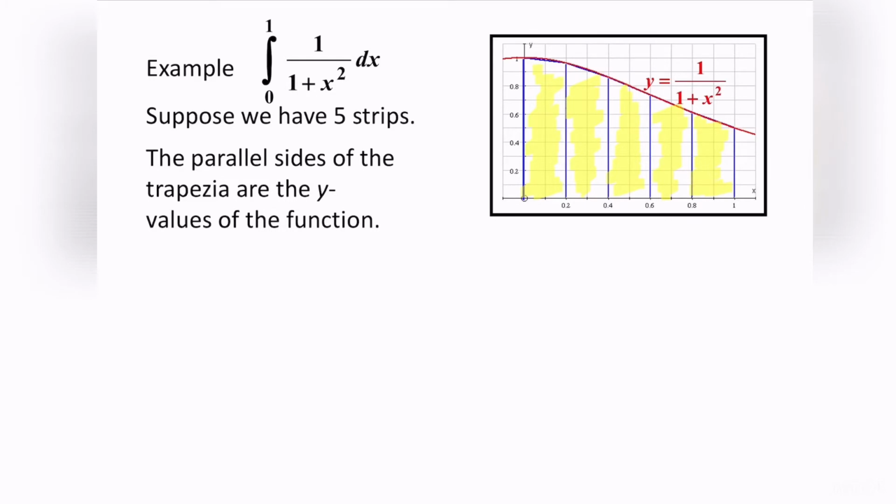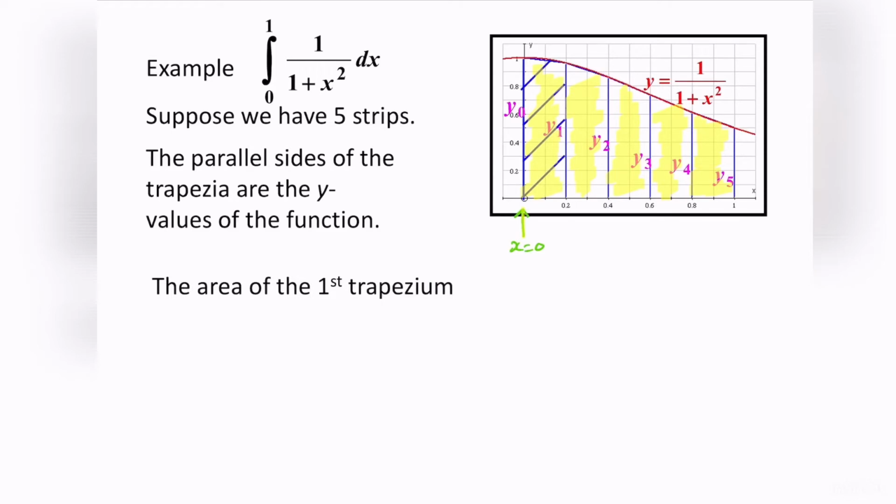The parallel sides of the trapezia are the y values of the function. So these blue lines are the y's, which is the height of each trapezium. Because x equals 0 here, this is the first value. When x equals 0, the first height is y0.